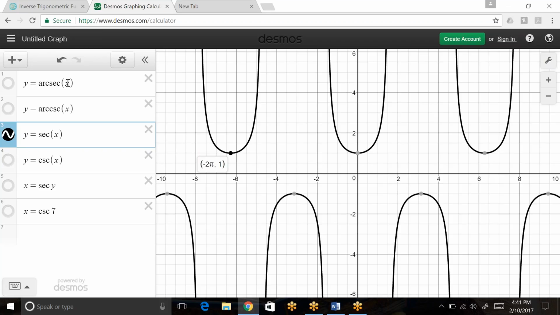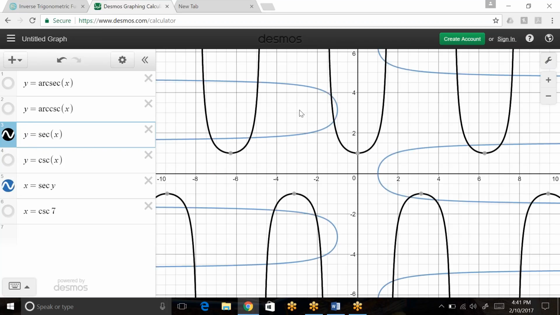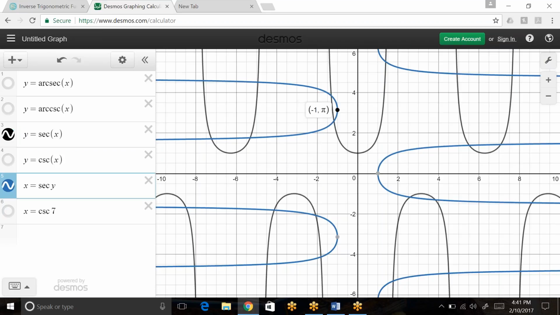We also use this arc secant. That's another way to write an inverse instead of using the negative 1. Before I do that though, remember a secant, if you want to get the inverse, you just swap the variables. So if I do that, you can kind of see this crazy thing starts happening. So remember this was negative 2 pi and this was 1. I believe we can find out that, yeah, that's negative 1, 2 pi.